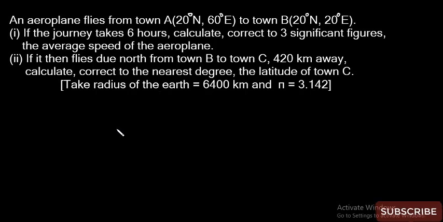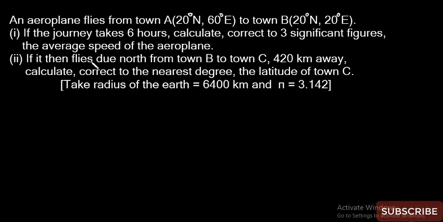Let us take a look at this question. This is a quiz that was shown in the previous question, and this particular quiz is to throw more light on the previous video. So let us start. An aeroplane flies from town A at 20 degrees north, 60 degrees east to town B, 20 degrees north, 20 degrees east. 1. If the journey takes 6 hours, calculate correct to 3 significant figures the average speed of the aeroplane.